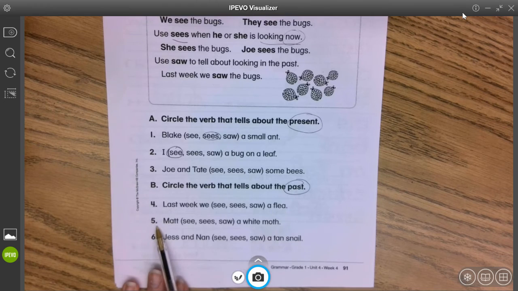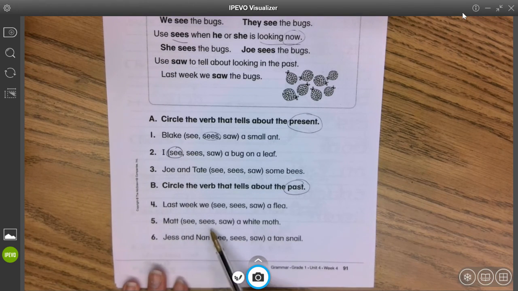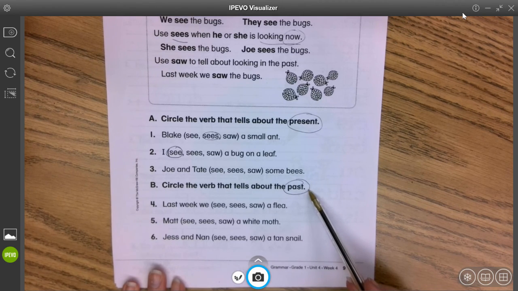Okay, number 5, we're still talking about the past. It already happened. Matt blank a white moth. We're talking about the past, even though this one doesn't say a time in the past. The instructions tell us we're talking about the past. Matt sees, or saw a white moth. 6, Jess and Nan sees, or saw a tan snail. And remember, we're talking about the past.